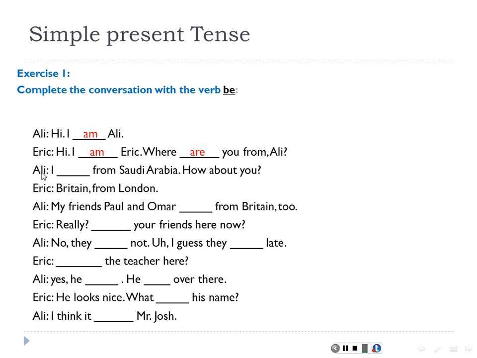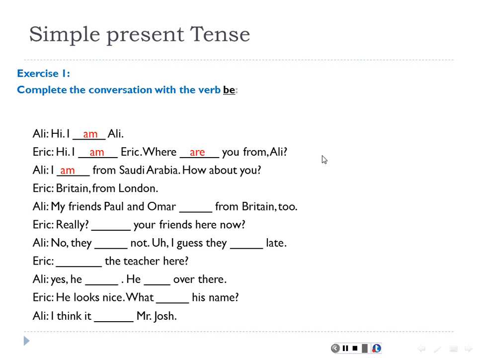Next, Ali now is talking. علي يتكلم. I space from Saudi Arabia. How about you? So, Ali is talking about himself. Again, the pronoun I, something like the first and the second one. So, I am from Saudi Arabia. أنا من المملكة العربية السعودية. How about you? ماذا عنك?